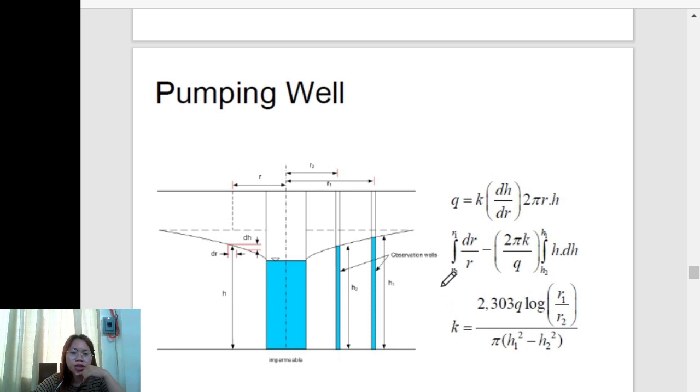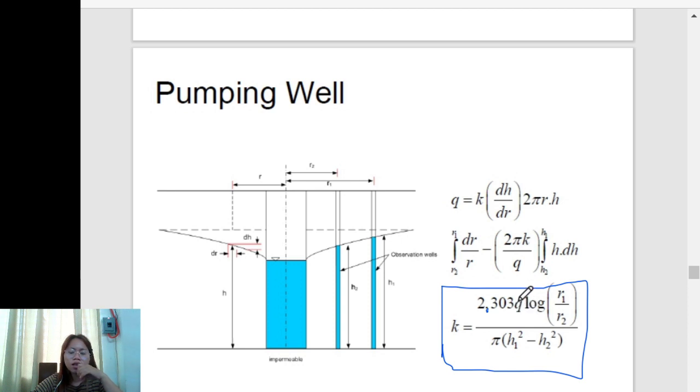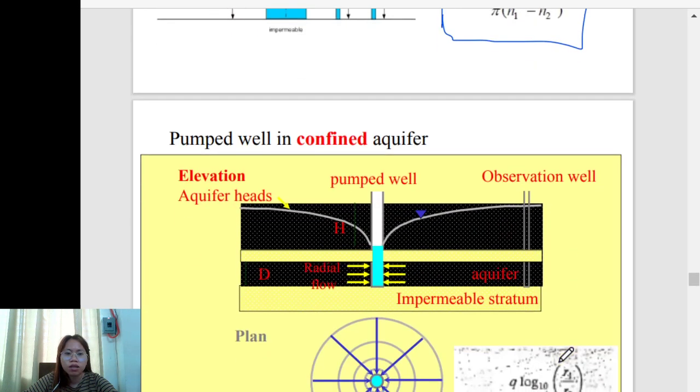average permeability can be expressed in this equation: k is equal to 2.303 Q log, where Q is the discharge, the volume per unit time, of radius 1 over R2, over pi times H1 squared minus H2 squared.